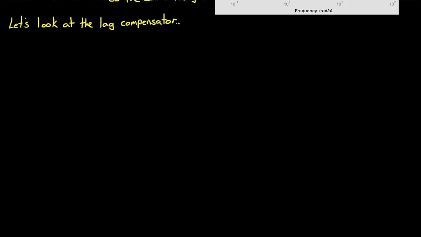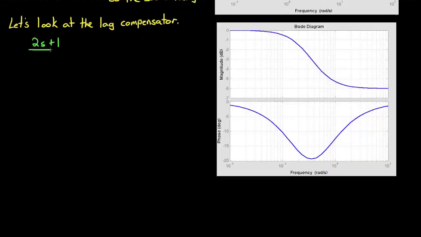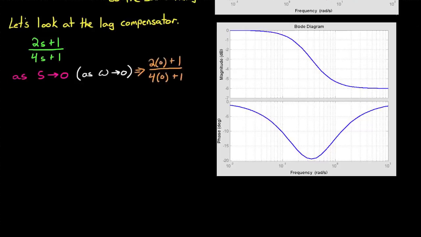Here's an arbitrary lag compensator, (2s + 1) / (4s + 1), and its corresponding Bode plot. Notice that when s approaches 0, or omega gets closer and closer to 0, the magnitude of this lag compensator approaches 1 divided by 1, which is 0 decibels. And you can see that clearly on the graph, that at low frequencies, the magnitude is 0 dB.